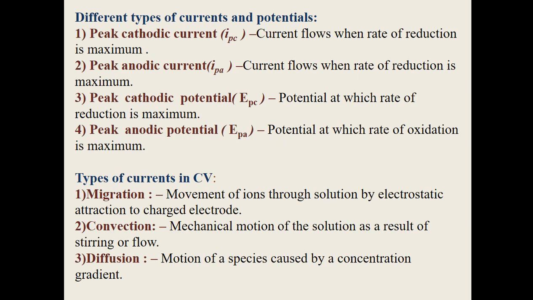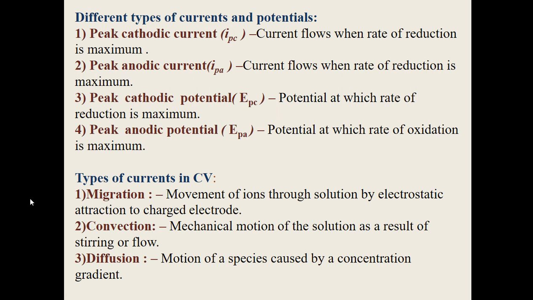And then there are 4 types of parameters, 2 types of currents in the cyclic voltammogram and 2 types of potentials. These 4 are important: peak cathodic current, peak anodic current, peak cathodic potential, peak anodic potential. Later on in an example, I will explain all these 4 terms, 4 parameters.